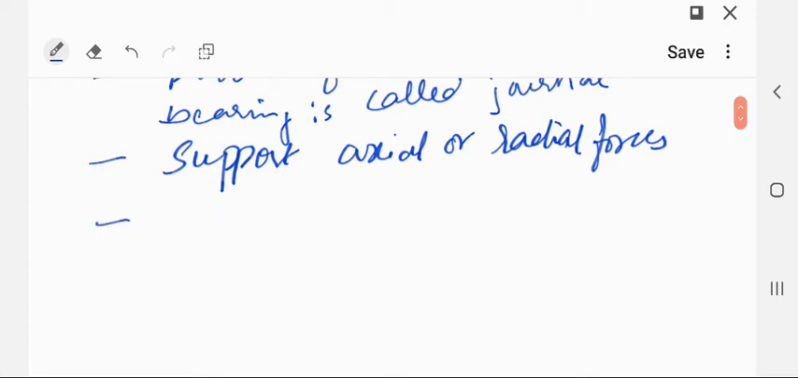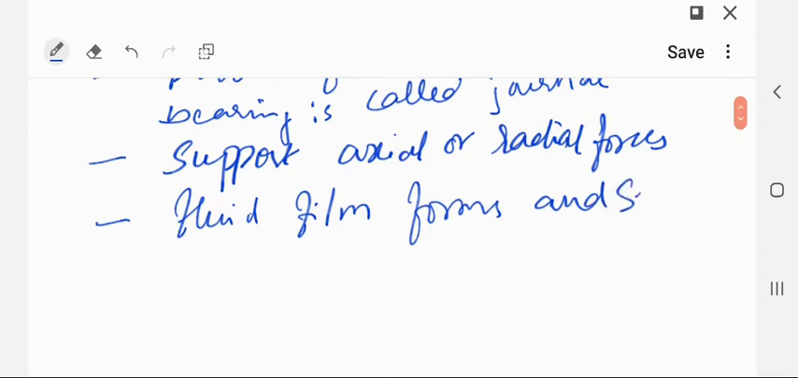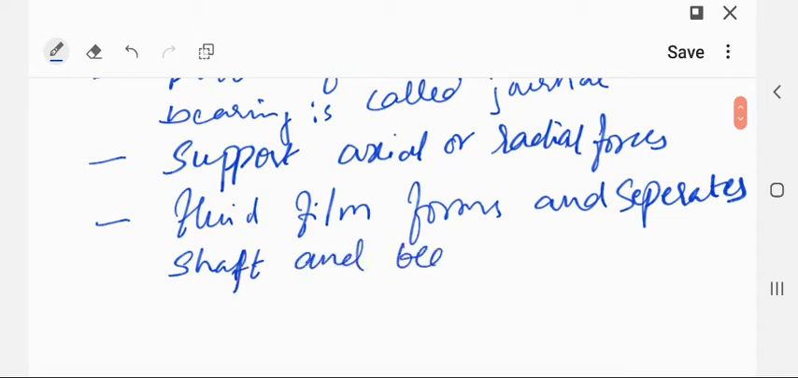So based on the force, speed, fluid viscosity, and bearing geometry, a fluid film forms and separates the shaft and bearing. That is what creates a hydrodynamic film.